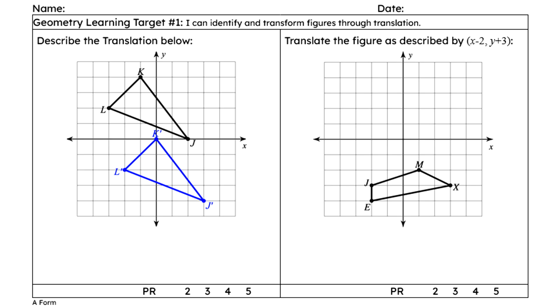We're in geometry. This is learning target number 1. I can identify and transform figures through translation. So let's talk about transformations a little bit. A transformation is a movement that you do onto a figure to change its position or rotation. We are not changing the way the figure looks. We're not stretching it or shrinking it or disfiguring it in any way. We're just moving it somewhere. So the before and the after are congruent. They're still going to be the same shape, just in a different location.